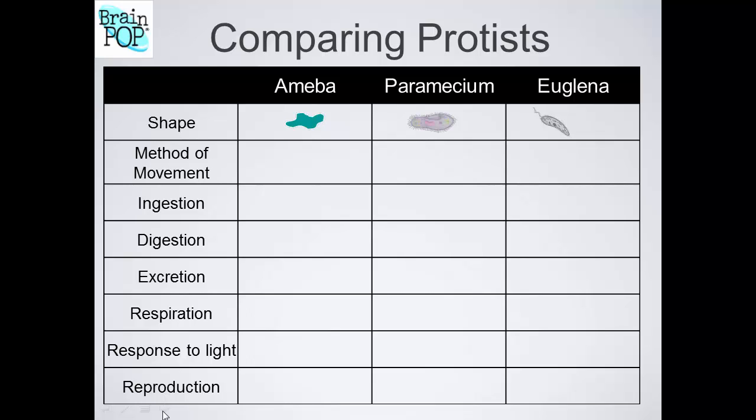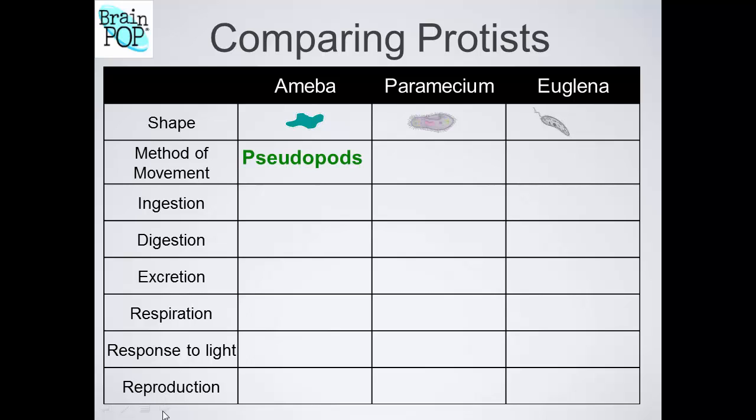How do they move? An amoeba. How does an amoeba move? Sophia? They have pseudopods, so they surround their food. Yeah, they just sort of ooze forward by pseudopods.